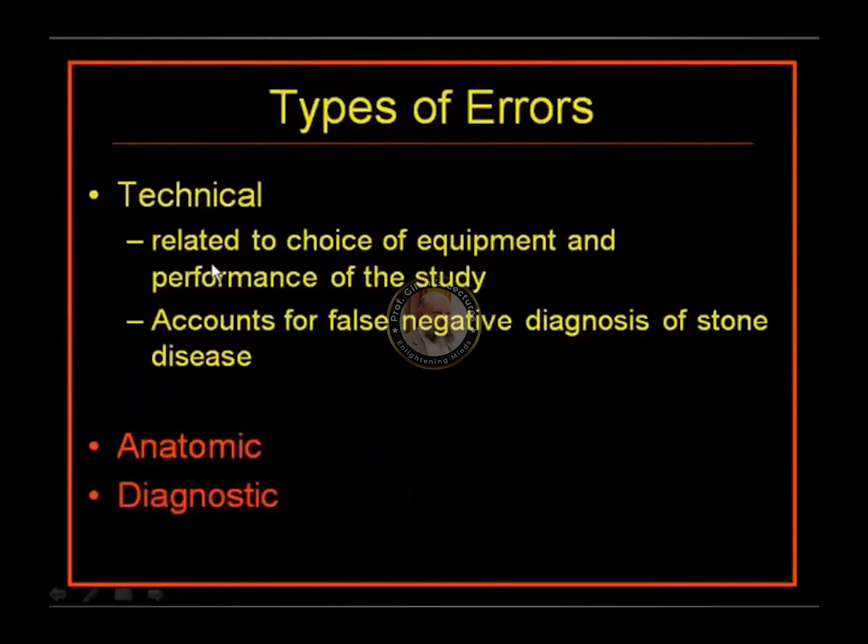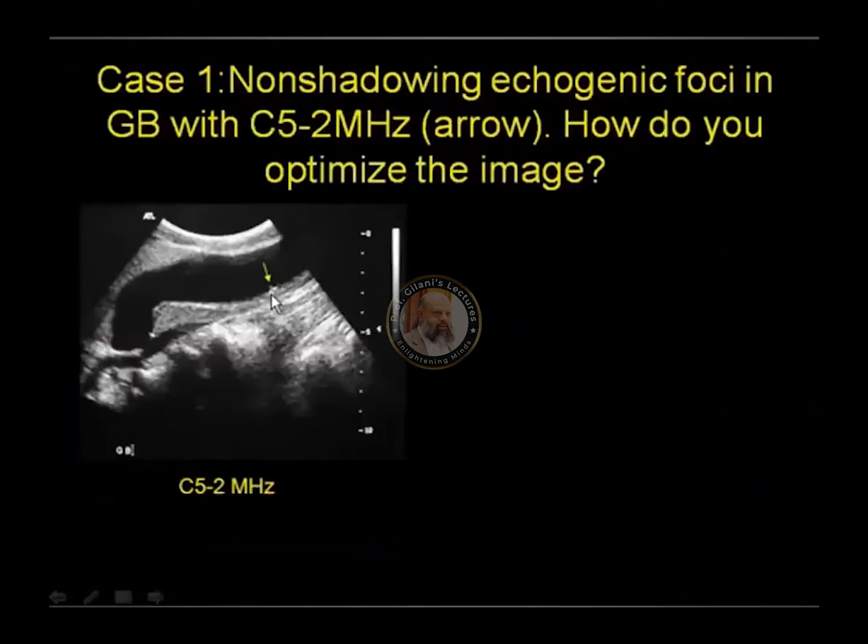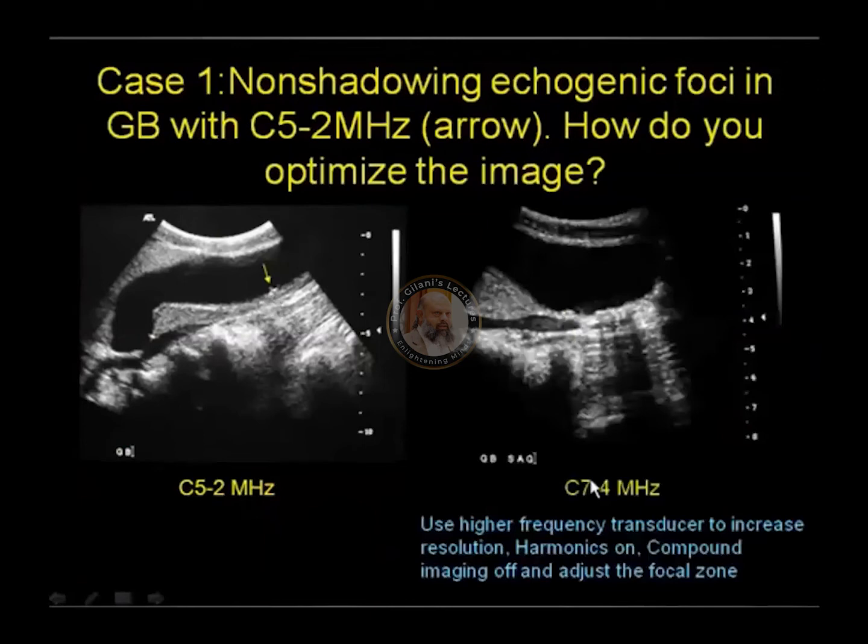For technical errors, we have to choose the transducer. This is the convex 2 to 5 megahertz, and here is 7.4 megahertz. You can see that with the higher frequency transducer, to increase resolution, with harmonics on, you can find more sand and more debris compared to what was visible on 2 to 5. So we were going in more depth. Sometimes we need superficial scanning, which is the higher frequency, 7.4 megahertz. There are more sand particles or debris inside.